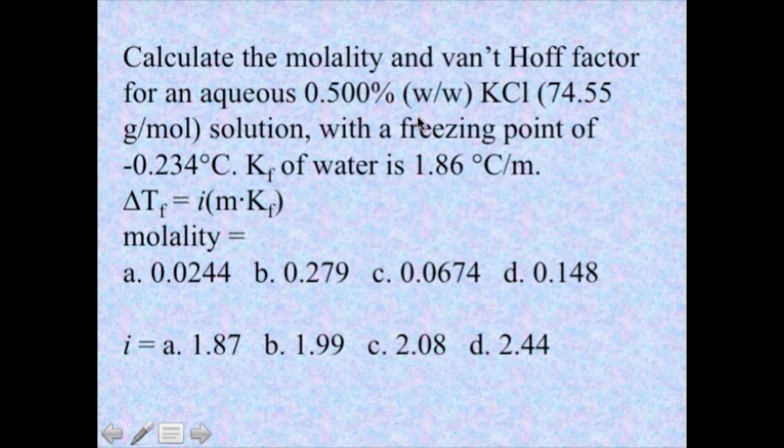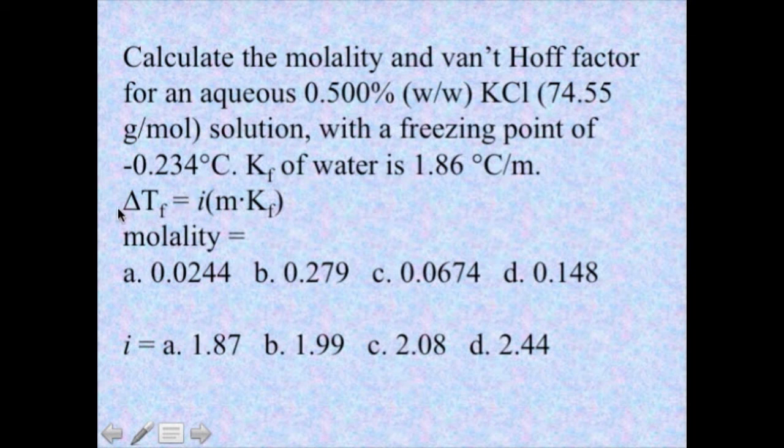So here's a typical question. Calculate the molality and Van't Hoff factor for an aqueous solution of 0.5% by weight potassium chloride with a freezing point of minus 0.234 degrees Celsius. And the freezing point depression constant for water is 1.86.